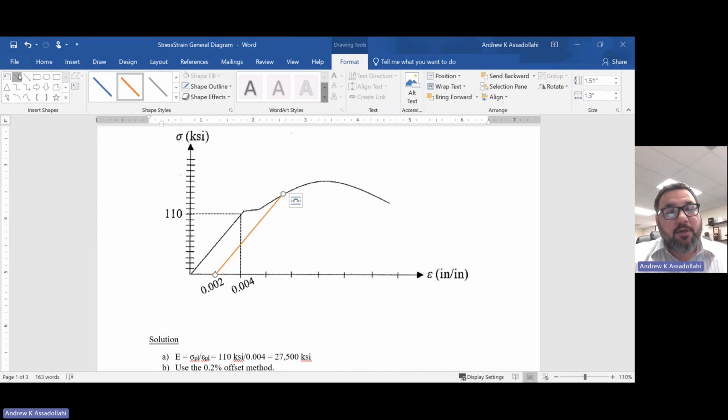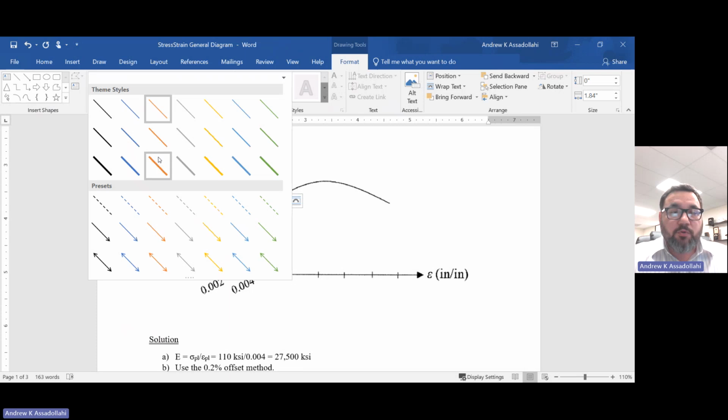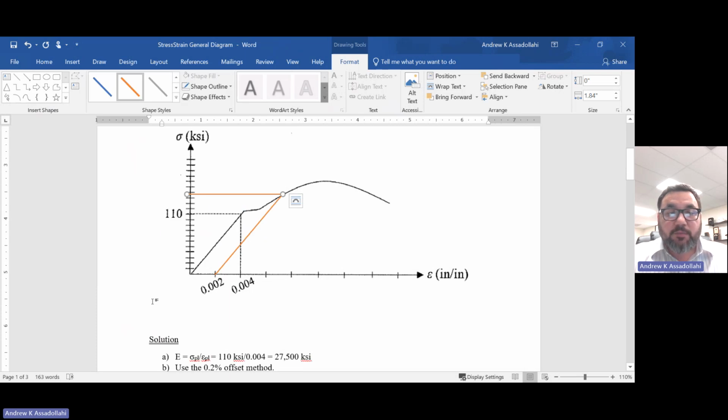Then I'm going to grab another line and draw a horizontal line over to the sigma axis. To help me draw a horizontal line, I'm going to hold shift again and drag it to the left, and that's going to intersect that axis about right here. Again, I can change it to a bold orange to help me see it a little bit better.